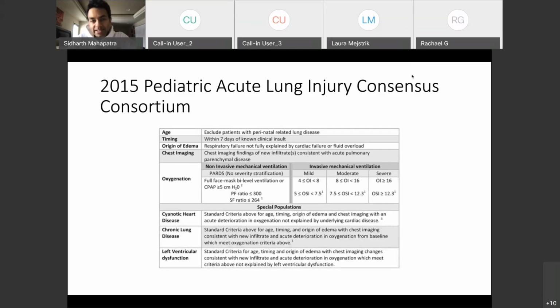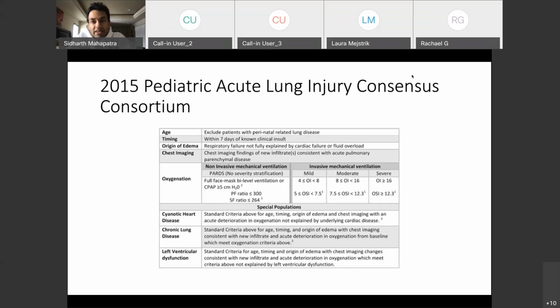So what we're discussing today is the use of veno-venous extracorporeal membrane oxygenation, VV-ECMO, for the treatment of patients with pediatric acute respiratory distress syndrome, PARDS. So we need to understand the definition of PARDS. In 2015, the Pediatric Acute Lung Injury Consensus Consortium, also known as PALICC, came out with this tabular definition of PARDS, which is specific for pediatrics, and it differs from adults in multiple ways.